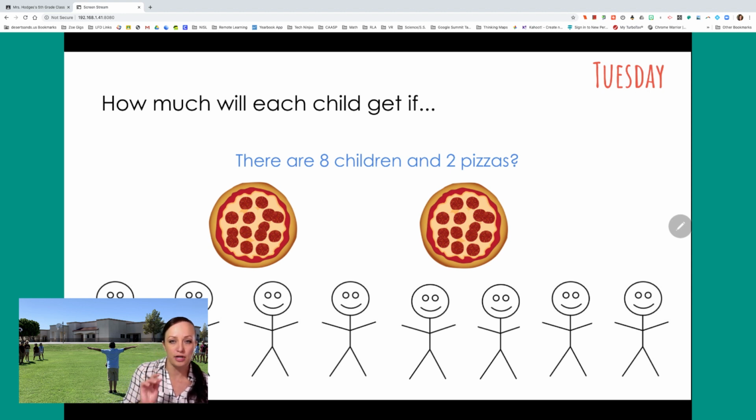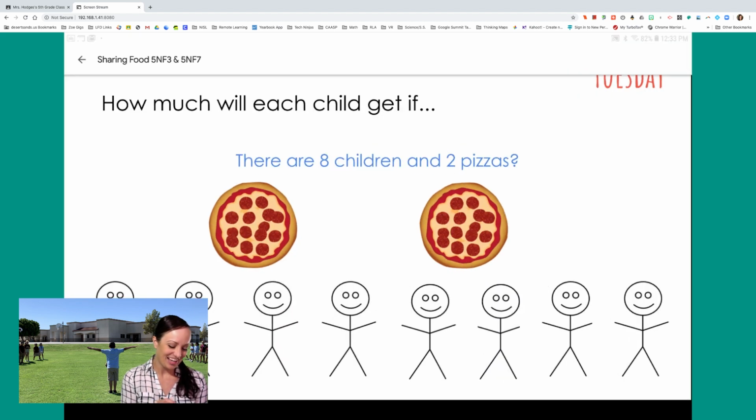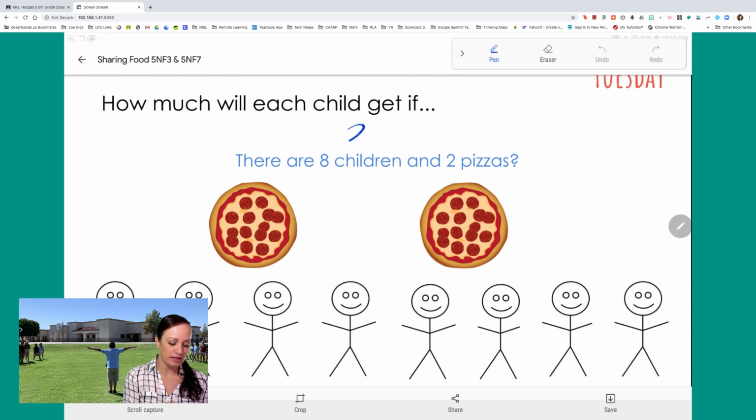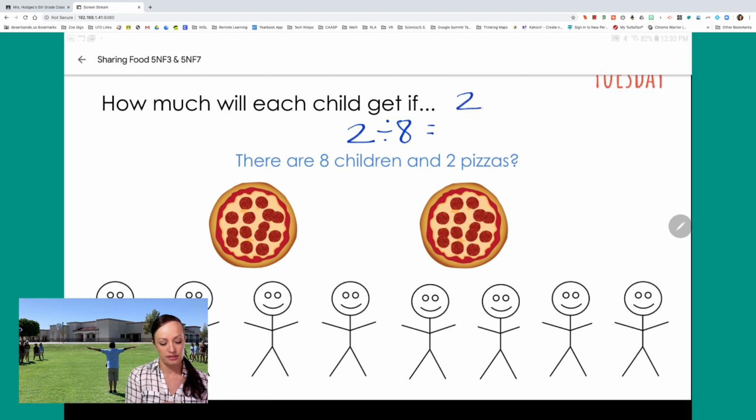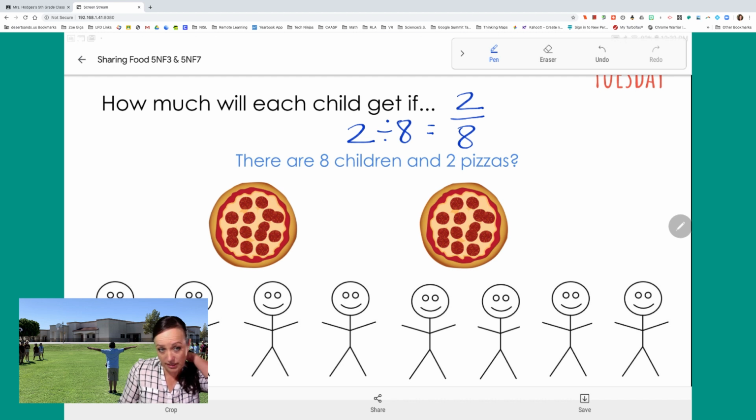I'm going to go straight to the equation for this one because I think we're ready for that. So let me think about what's happening. I have 2 pizzas divided by 8 kiddos. I'm going to write it again: 2 pizzas divided by 8 kiddos. I get 2/8. That's an acceptable answer, but I also know that I can make an equivalent, right?